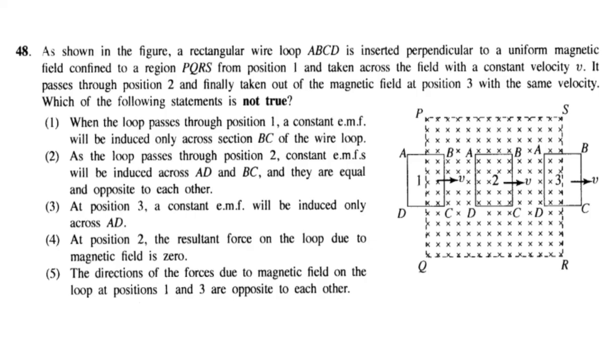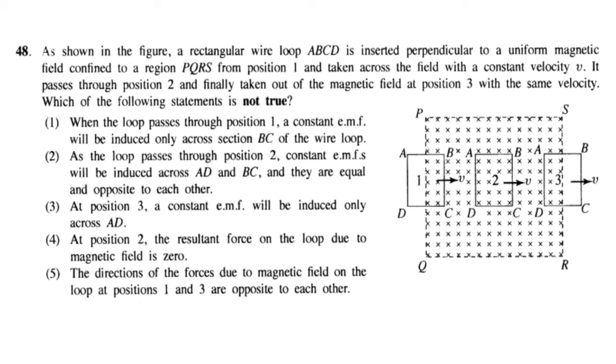Question number 48. A rectangular wire loop ABCD is inserted perpendicular to a uniform magnetic field as shown in the figure. This loop is taken from position 1 to position 3 with a constant velocity. They are asking for the incorrect statement. Answer 1: when the loop passes through position 1, a constant EMF will be induced only across section BC of the wire loop.